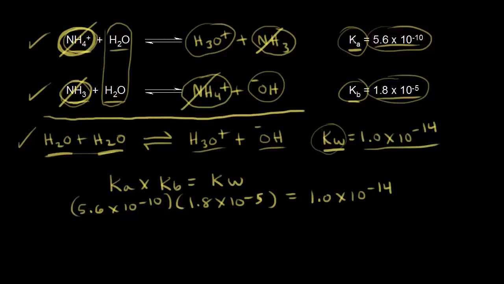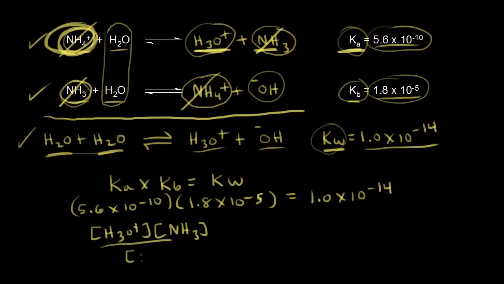All right, let's go ahead and go into even more detail here. So Ka, that's your products over your reactants. That'd be the concentration of H3O+ times the concentration of ammonia, and that's all over the concentration of ammonium. So this represents Ka. All right, next, let's think about Kb.